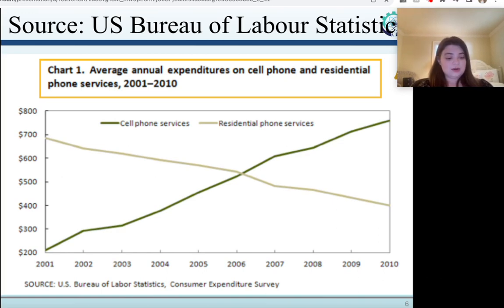So what does that suggest to us? Well, that suggests to us that the cell phone services are costing Americans more than residential phone services, right? Or in other words, Americans are choosing to spend more money on their cell phone services than they are on their residential phone services from 2006 to 2010. And then in the middle here in 2006, looks like the lines are about at the same point. This is where they cross. So they're spending about the same regardless, right? For both, for residential and cell phone services. So that's good. So that looks like an accurate trend.